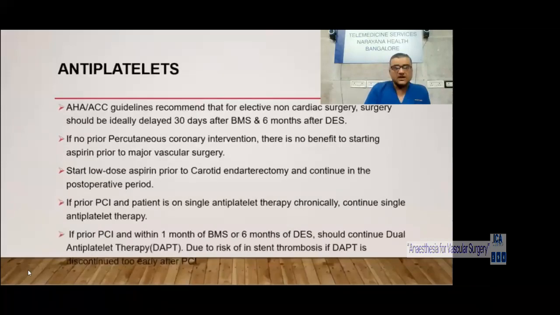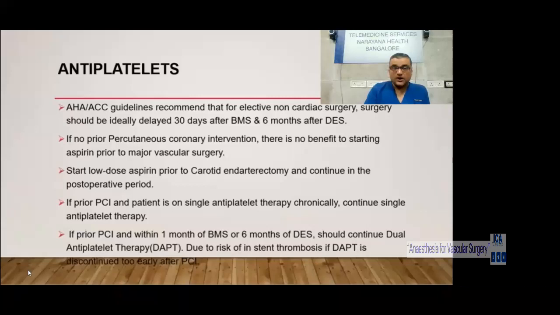The antiplatelets. The American Heart Association and American College of Cardiology guidelines recommend that elective non-cardiac surgery should ideally be delayed for 30 days after a bare metal stent and 6 months after a drug eluting stent. If there is no prior percutaneous coronary intervention, there is no benefit to starting aspirin prior to major vascular surgery. Start a low dose of aspirin prior to carotid endarterectomy and continue in the postoperative period.